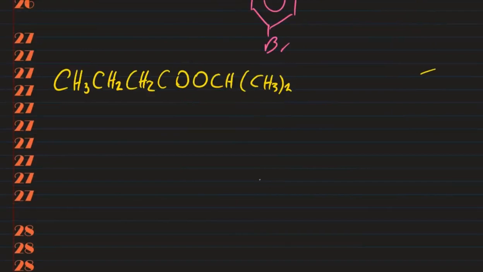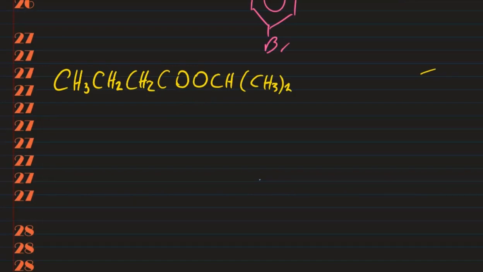Okay, so anything with two oxygens in is going to be an ester or a carboxylic acid. Since these two oxygens are in the middle, this is going to be an ester. A couple of ways you could go about this. You could try and work out the name and work it out from there.